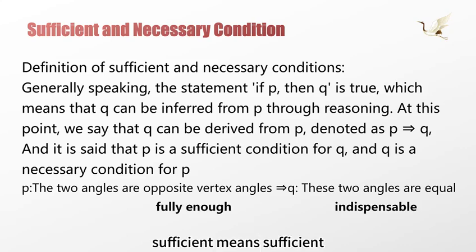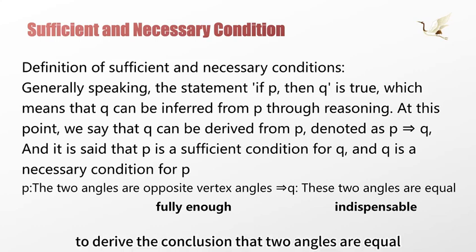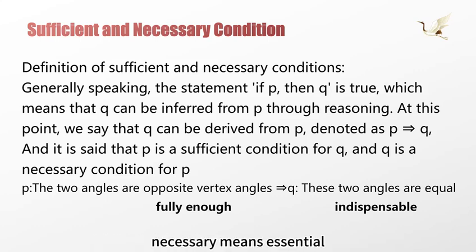Sufficient means enough, and the condition that two angles are vertex angles is sufficient to derive the conclusion that two angles are equal. Necessary means essential. If you want two angles to be vertex angles, you must first ensure that they are equal. If two angles are not equal, they cannot be vertex angles at all.